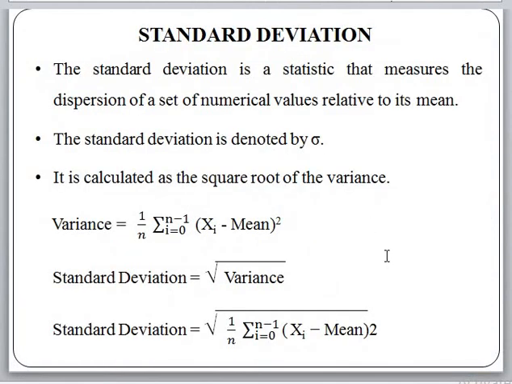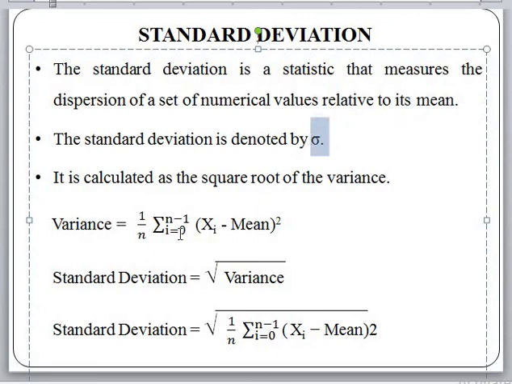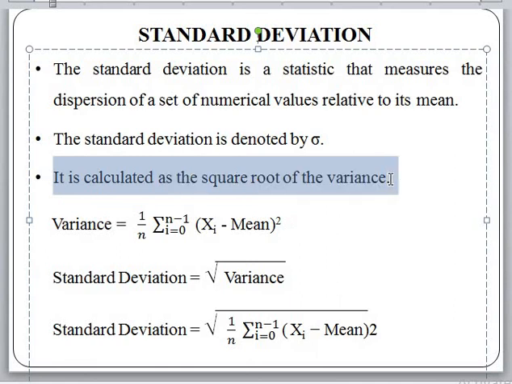What is standard deviation? The standard deviation is a statistic that measures the dispersion of a set of numerical values relative to its mean. If I define it in this fashion, it is very difficult to understand. Let us talk about this in another way using a formula, then you will get a clear idea. The notation used for standard deviation is sigma, and this is nothing but the square root of the variance. So whatever variance we obtain, the square root of that variance is the standard deviation.